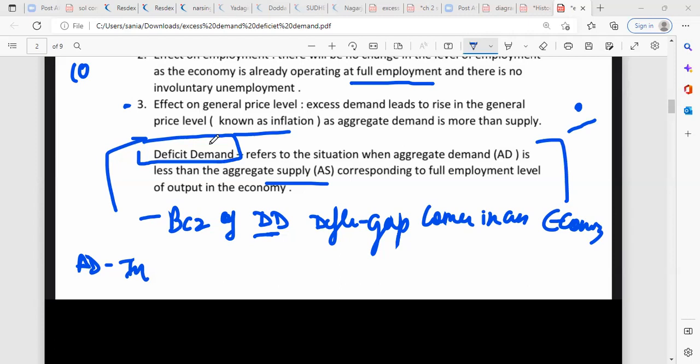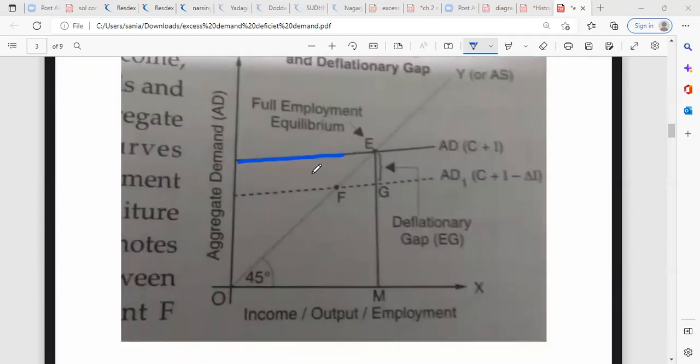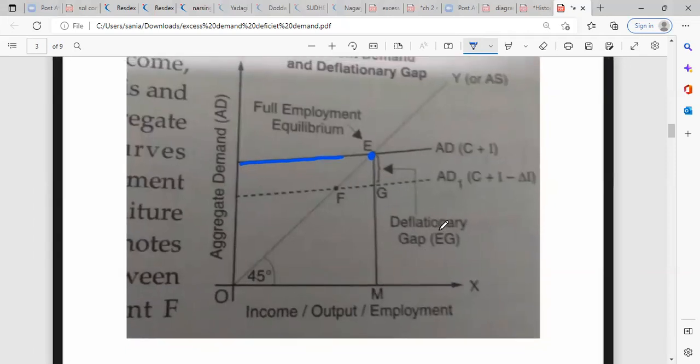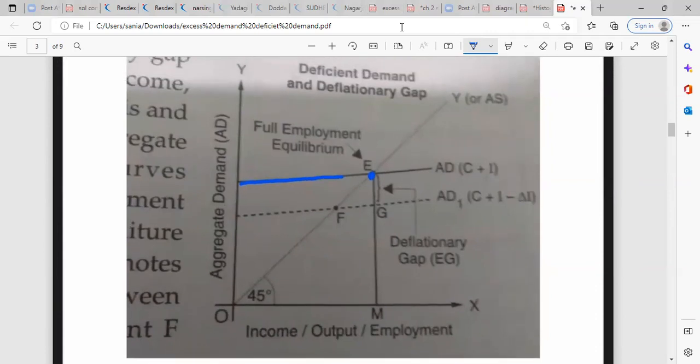Okay, so now we will draw the graph. Over here you can see this is your demand and this is your supply. This is the equilibrium at full employment, but this is deficit demand, so your demand will come down and you will mark this and say this is the deflationary gap. Clear?